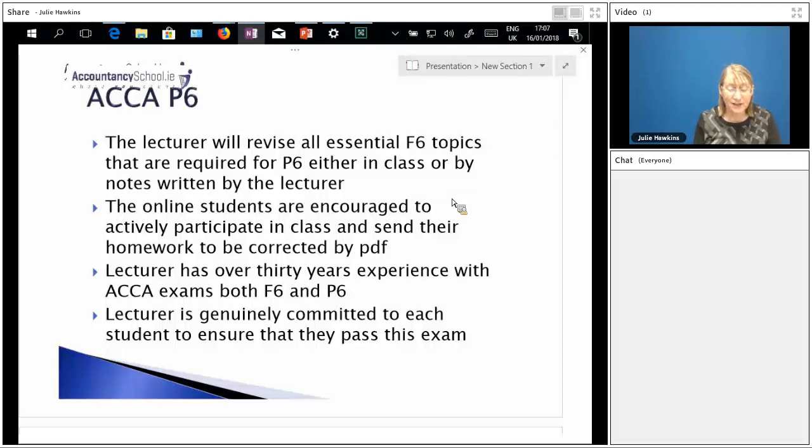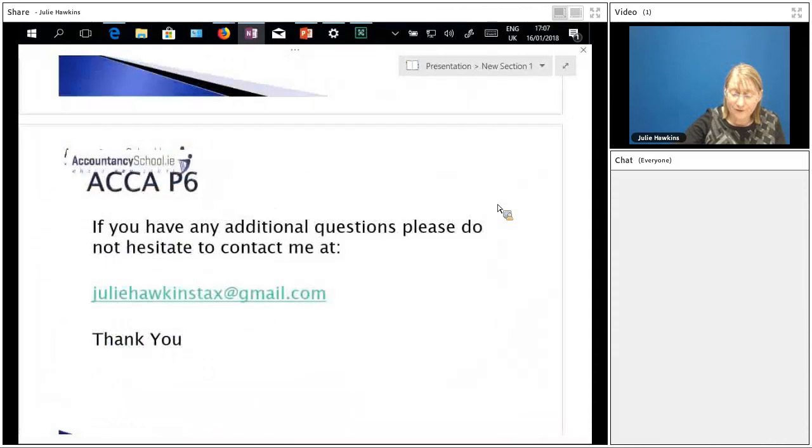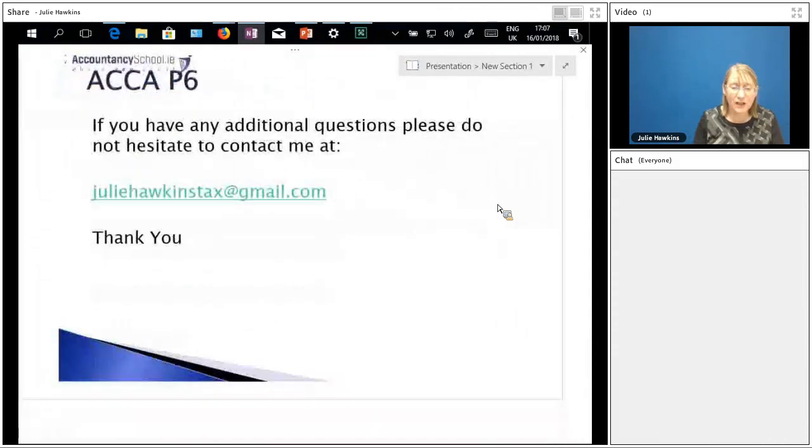Obviously, I've had over 30 years' experience teaching ACCA, both F6 and P6, and I am genuinely committed to each and every student that comes into my classroom to ensure that they do pass this exam. If you have any questions at all and you want to ask me anything with regard to P6 and making the choice, because it is a tough choice of what subjects to do, please don't hesitate to contact me.